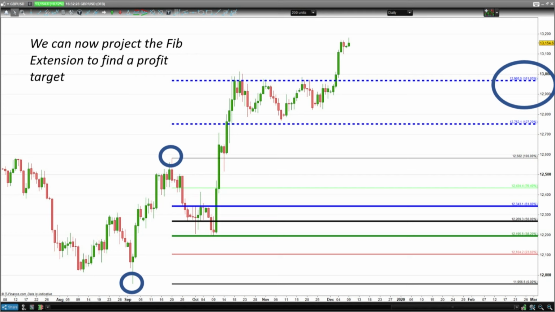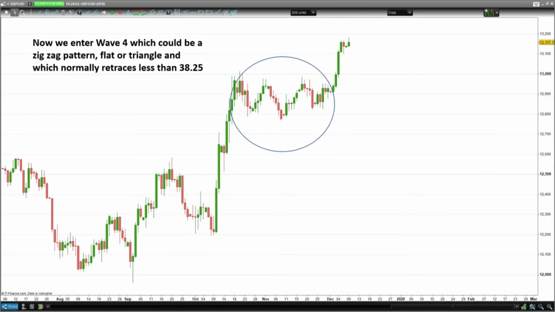But remember the rules. Wave 3 cannot be the smallest wave. It's not always the biggest wave, but the probabilities are that we're going into a wave 3 and it's going to be a big wave. So 1618 is the target here, but the wave is not over yet. So now we get into the very maturing phase here.